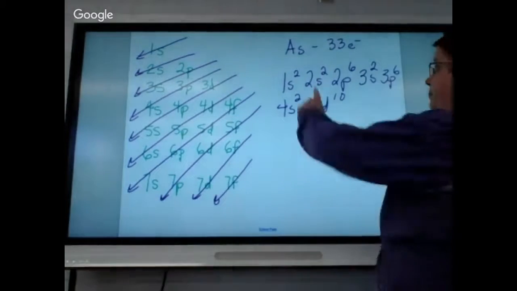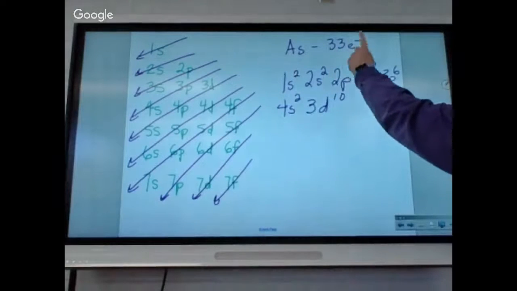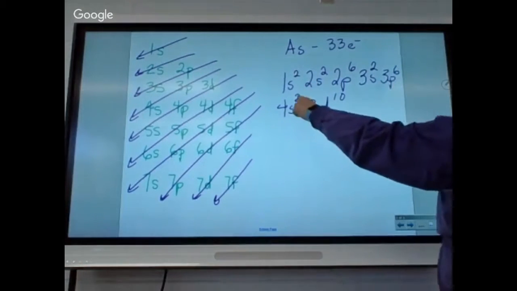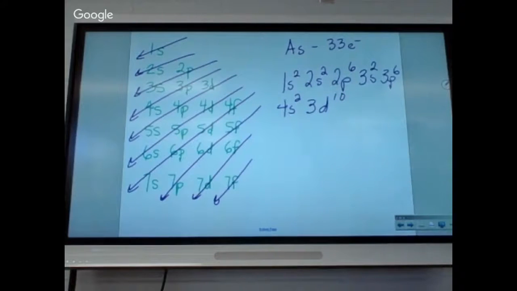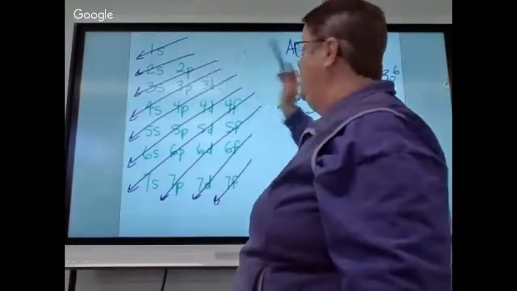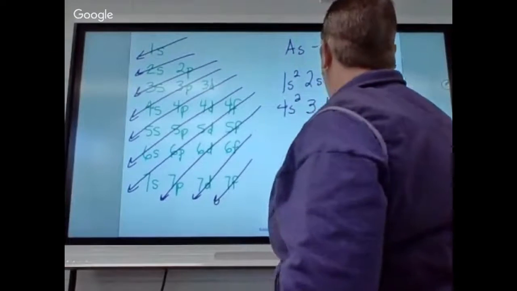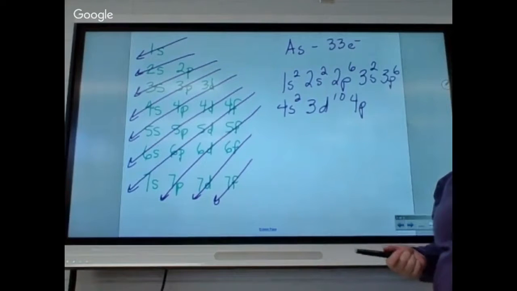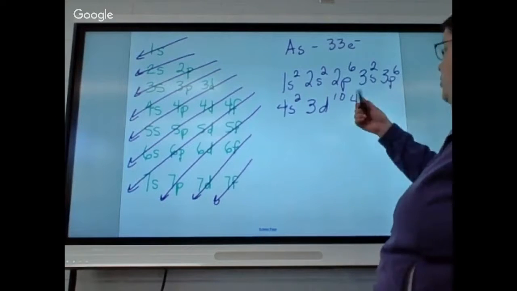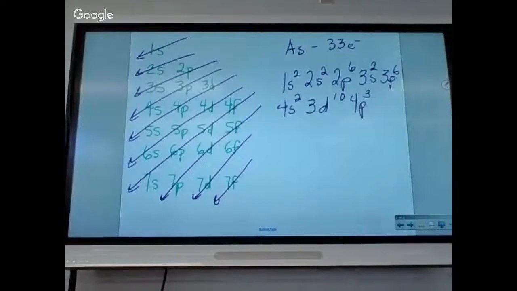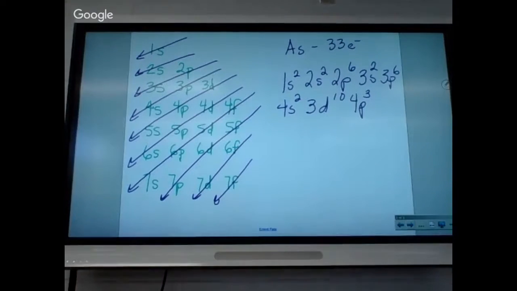So let's count again. 2 plus 2 is 4. Plus 6 is 10. Plus 2 is 12. 18, 20, 30. We're almost there. So after 3D, the next thing is 4p, and 4p can have 6, which would get us 36, but I only want how many? 33. So 30 plus 3 will get me 33. And that's how we do an electron configuration. Does that help? Anybody else?